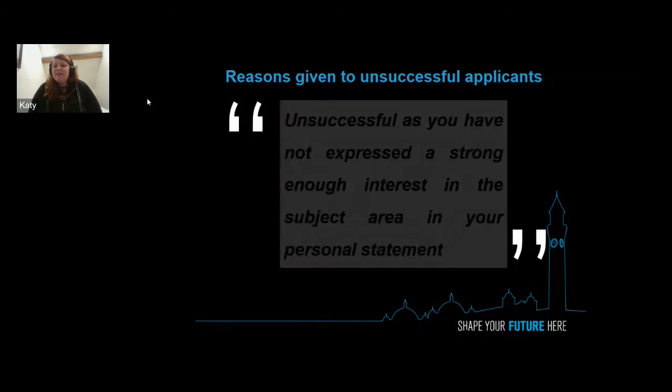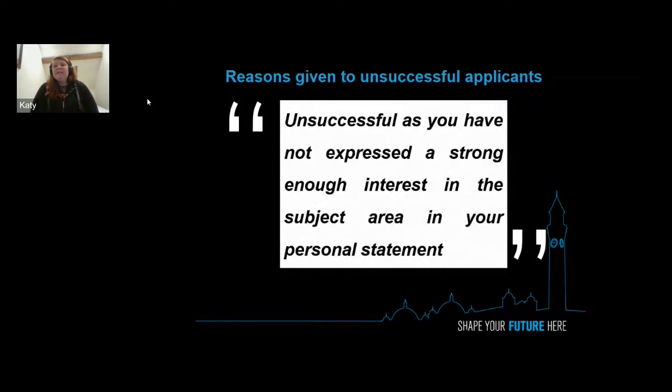So one of the reasons that we give to unsuccessful applicants is that you have not expressed a strong enough interest in the subject area in your personal statement. And this is something that comes across quite a lot. And it is a reason why we have rejected applicants in the past, because they just haven't shown enough interest.